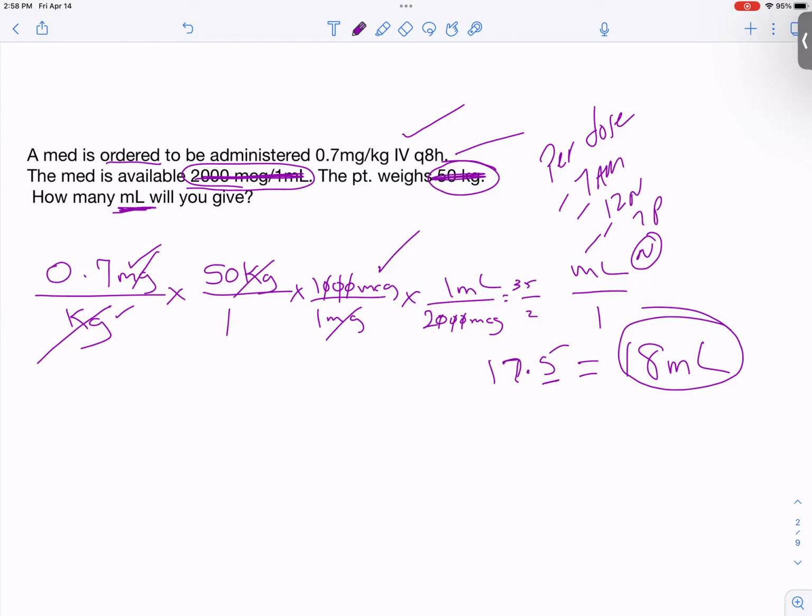Do you work? Don't confuse them. Don't worry. No, okay, because I know why that's why I'm asking if you practice. All right. So unless it says what will you give for the 7 a.m. dose or a specific dose, then you do not do that.